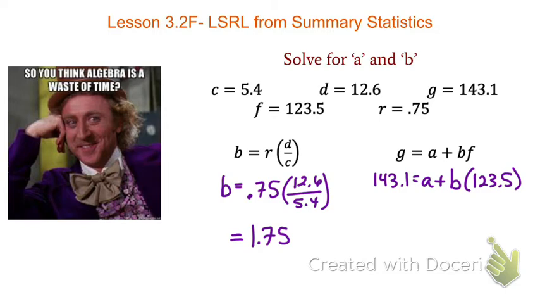Obviously we have a problem here. We have two unknowns, A and B, but B is no longer unknown. B is right there. B is 1.75. So if I plug in 1.75, then I can use amazing algebra to solve this problem. What was the 1.75 times 123.5? 216.125.